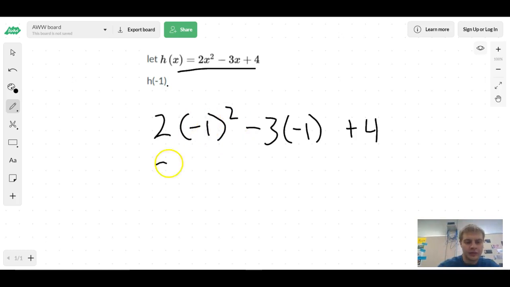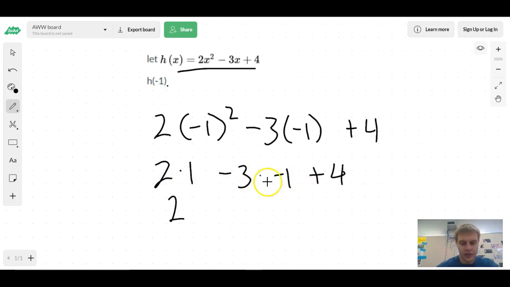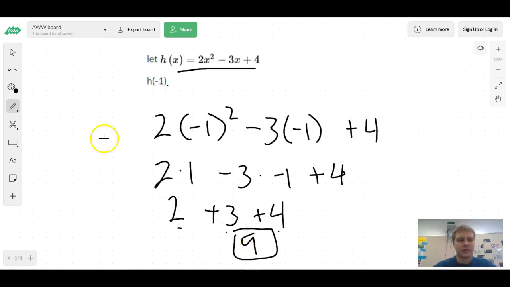So then we would have 2 times 1 minus 3 times negative 1 plus 4. We would then do the multiplication, so 2 times 1 is 2. Negative 3 times negative 1 is positive 3, plus 4. 2 plus 3 plus 4 would give us 5 plus 4, which is 9. And that would be our final answer.